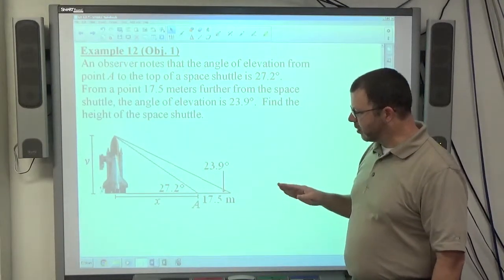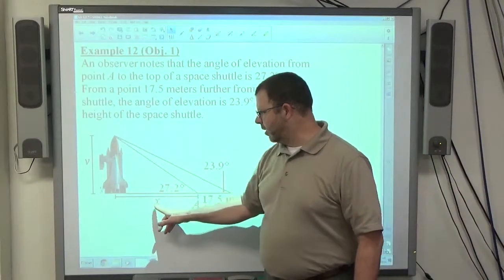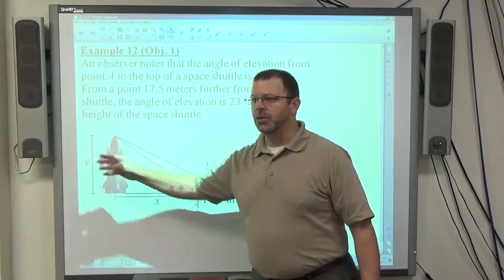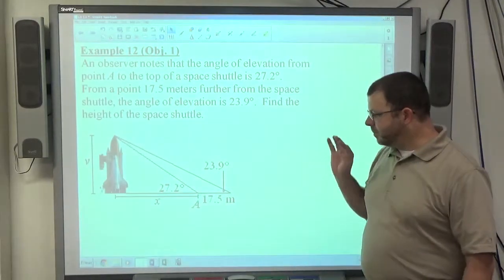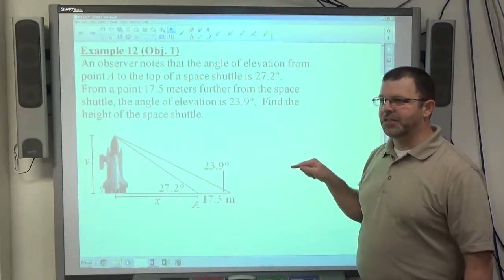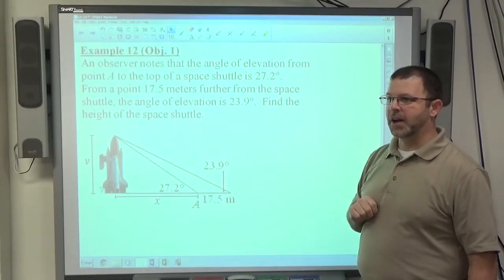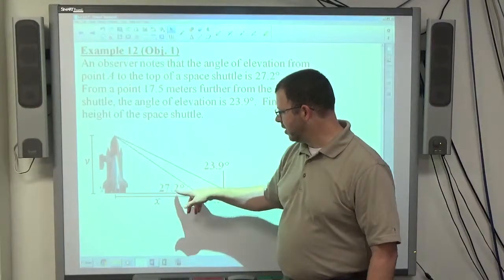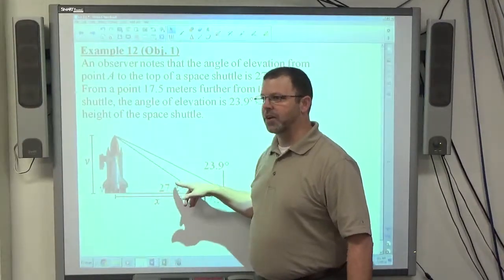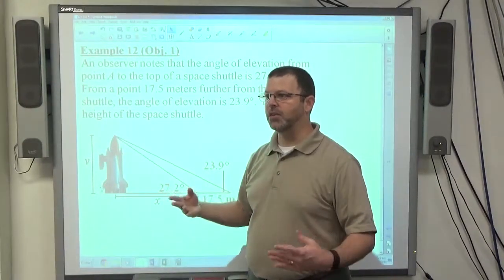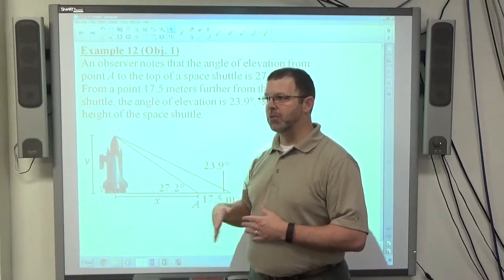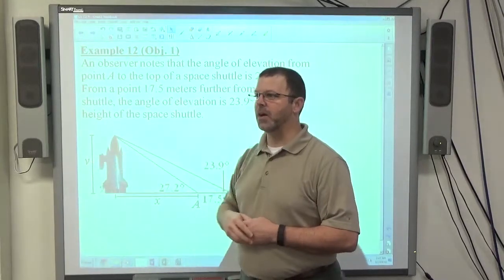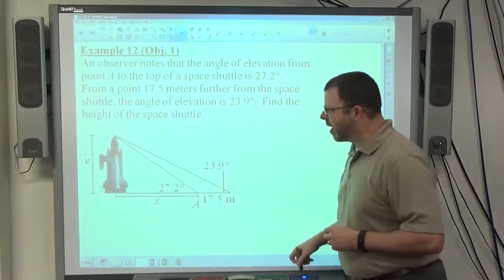Now, the trick to this problem is that we don't know the initial distance away from the space shuttle. That matters. And we also, of course, don't know the height of the space shuttle. It's easier to find how far away we are than it is to find the height. And if we can find out how far away we are, it's very easy to find the height, because then it's just the opposite side. We know the adjacent side on a 27.2 degree angle, so we can use tangent. So that's the trick to this problem: you want to find what they're not asking us to find, in order to find what they are asking us to find. With that in mind, here's how it works.